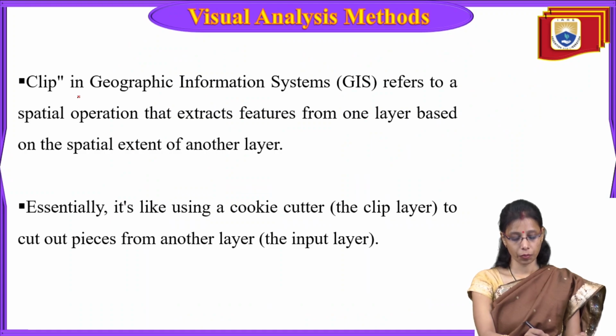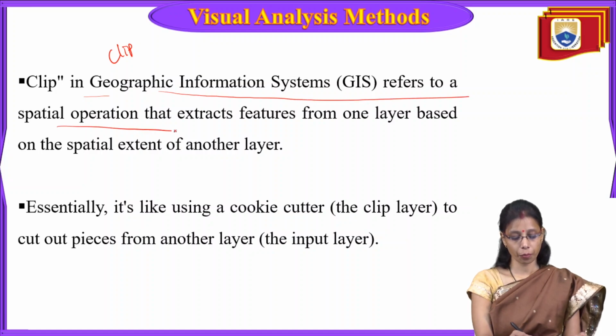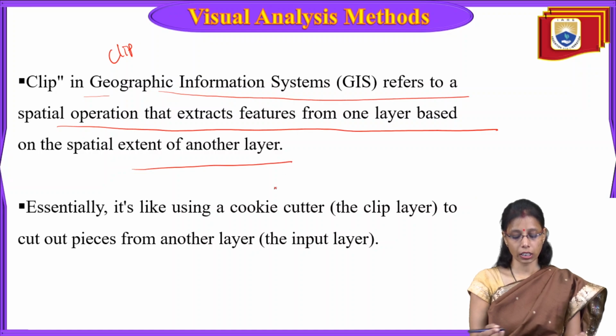Now you have clip. This is the clip option. Clip in a geographic information system refers to the spatial operation that extracts the features from one layer based on the spatial extent of the other layer. So clip is essentially like using a cookie cutter: the clip layer cuts pieces out of another layer.